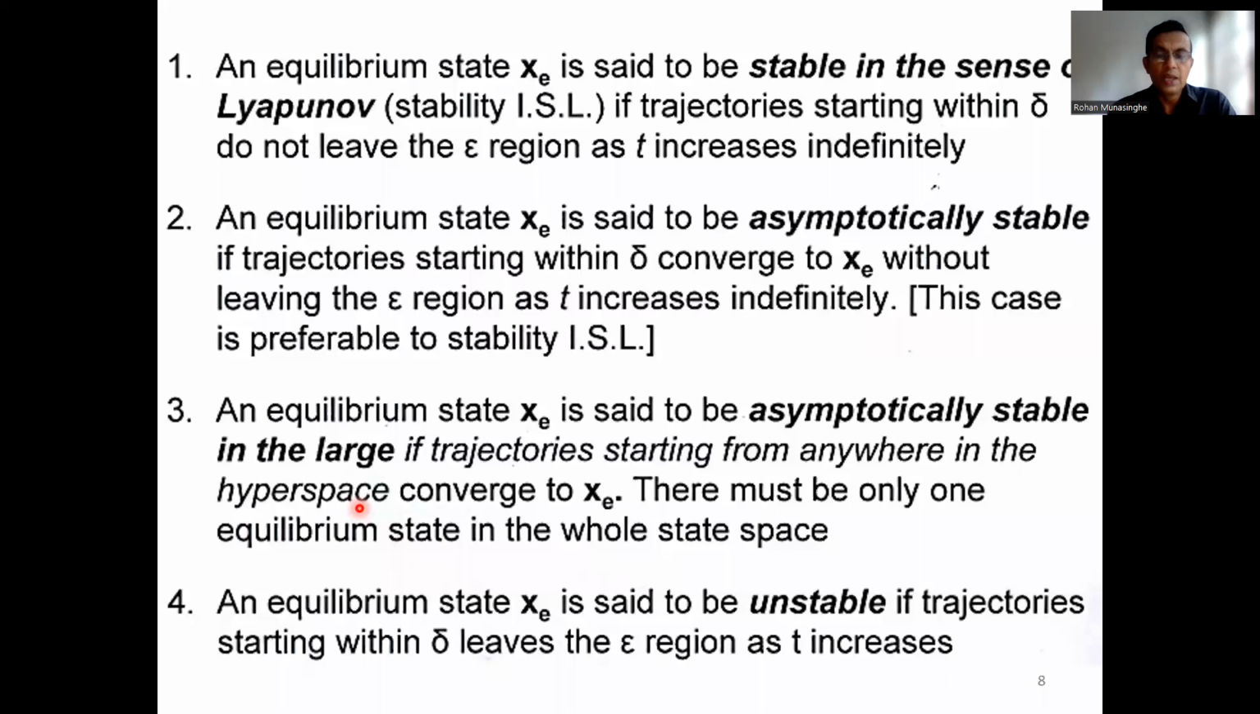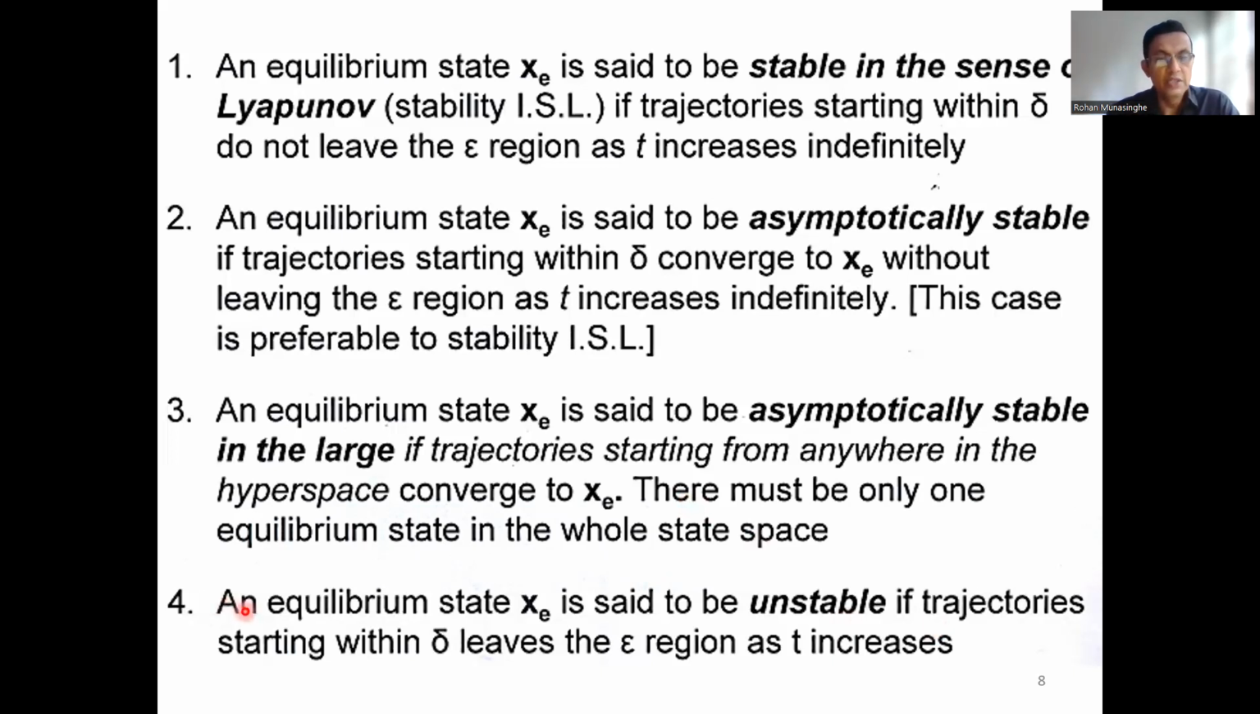So if trajectories starting from anywhere in the hyperspace converge to the equilibrium state, xe, it doesn't matter where you start your journey from, right? Or the initial perturbation, no matter how large that perturbation is, the state will eventually come back to the equilibrium state. So this is the most preferable case, right? Only one equilibrium state in the entire state space. And where you start your journey from, you eventually come to the stable point.